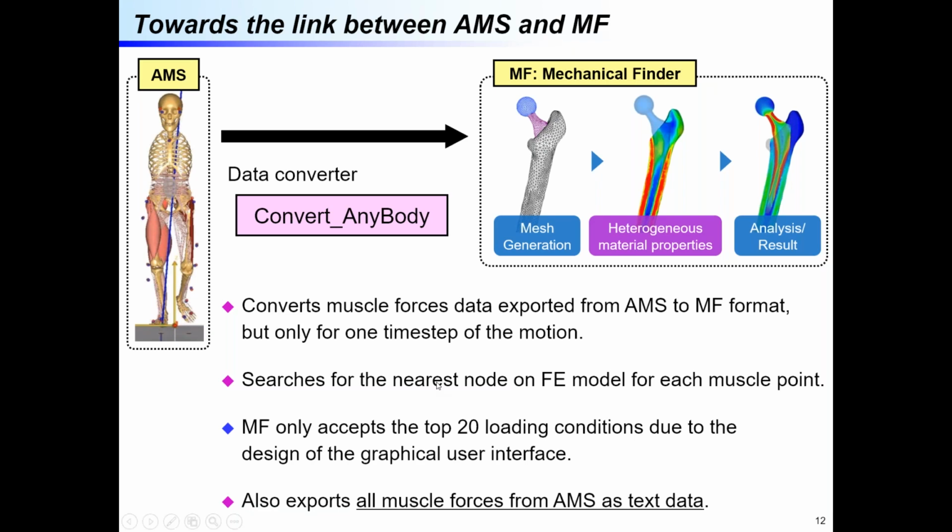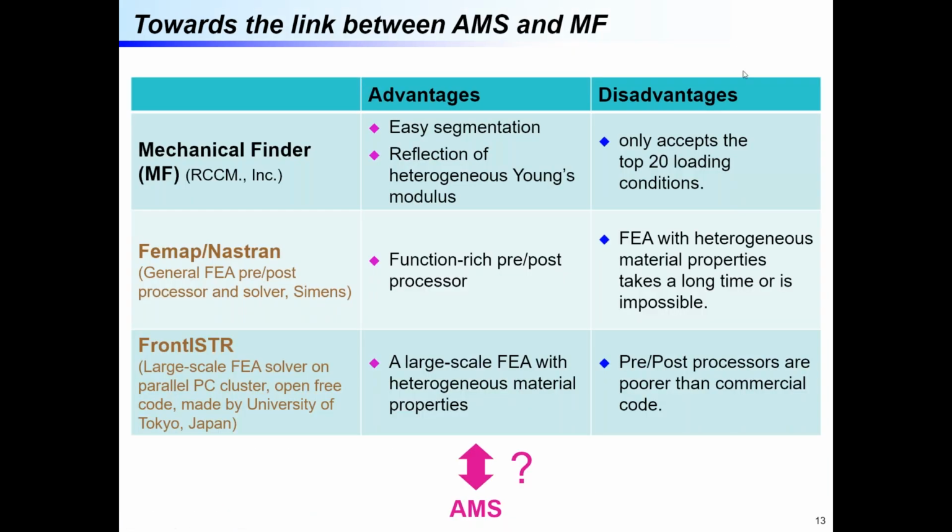So we will use other software in addition to Mechanical Finder for our computational framework. We have Mechanical Finder, FEMAP Nastran, which is a general FEA pre-post processor and solver, and FrontISTR, which is a large-scale FEA solver on parallel PC clusters, open free code, made by the University of Tokyo, Japan. These are the advantages and the disadvantages of the software.